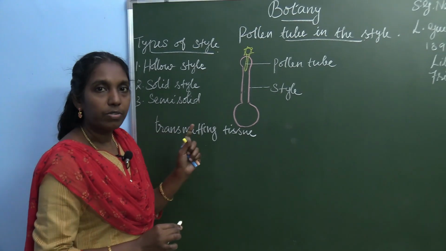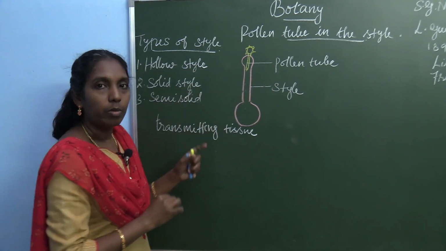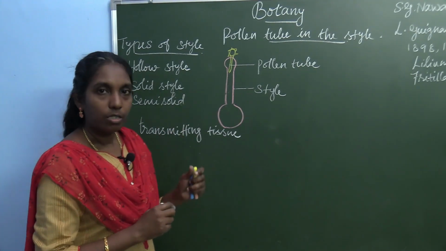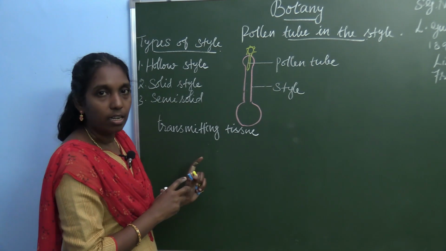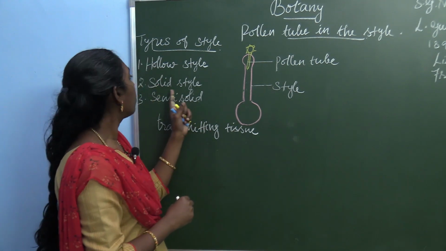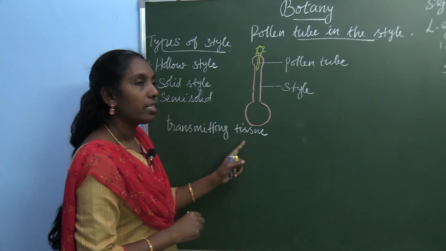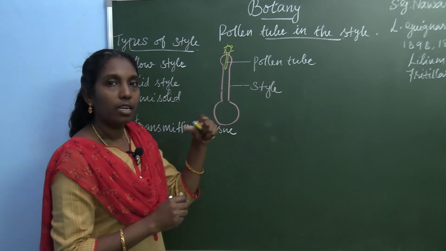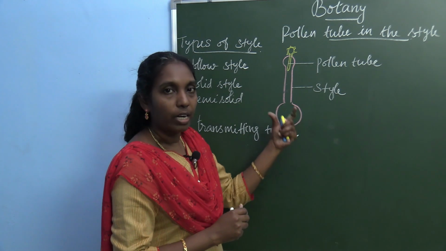Solid style. Second type of style is solid style. This type of style is common among dicots. The first type is common among monocots, but the second type is common among dicots. It is characterized by a central core of highly specialized cells called transmitting tissue. The transmitting tissue is the specialized characteristic feature of this solid style, which is otherwise called closed type of style. So, in this style, the transmitting tissue is present in the central core, and its function is similar to the function of the lining tissue, the single lining glandular tissue.